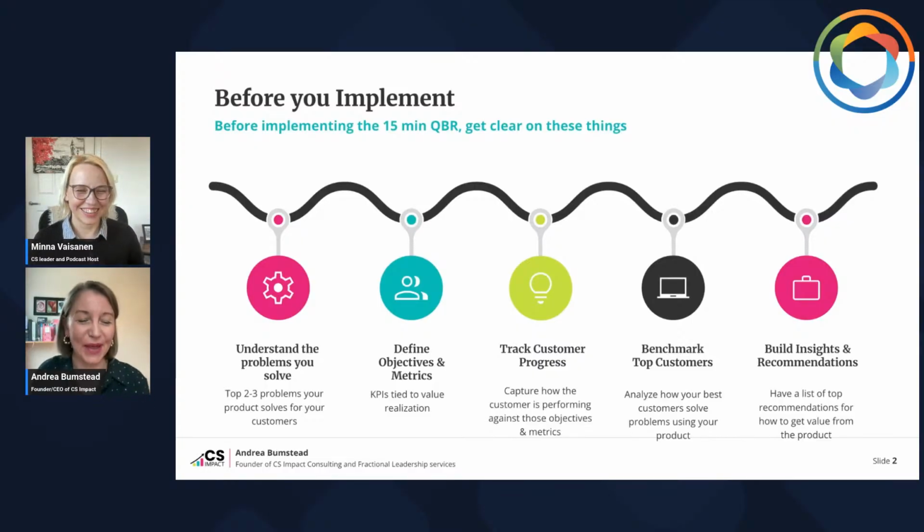How you implement the 15-minute QBR. This is like the most asked question I get, right? So companies will approach me, CSMs will approach me, leaders will approach me, and they will say, I love this framework. Where do I start? How do I actually implement this? And this goes back to your question earlier, Mina, which was like, how do we know that we're actually delivering value? How do we actually measure that? How do we actually connect those dots?